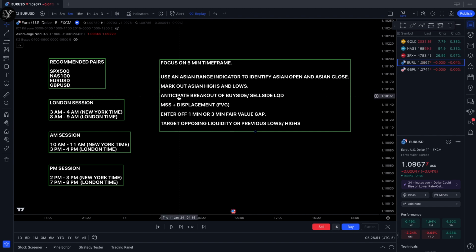Once we've done that, we want to anticipate a breakout of buy side or sell side liquidity, depending on whether we're looking for buys or sells in the particular scenario. After that, we want to anticipate a market structure shift, or a change of character in smart money concept terms, followed by a displacement or fair value gap or imbalance, whatever you'd like to call it. Once we've identified these two, we want to enter off of the 1 minute or 3 minute time frame from our fair value gap. In terms of our take profit, we want to target our opposing liquidity or the previous lows or highs.